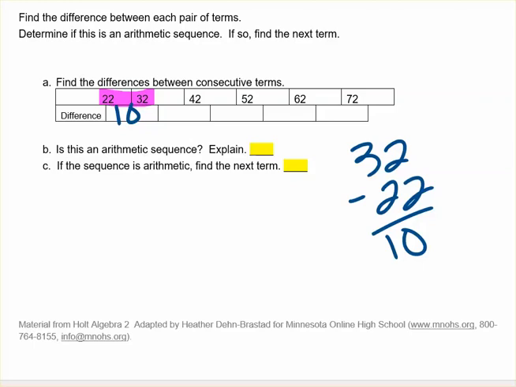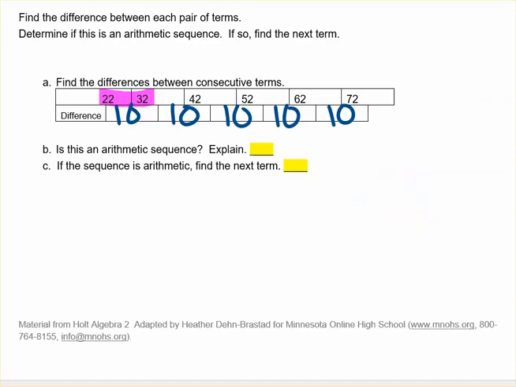Then we check the next pair. 42 minus 32, also a difference of 10. 52 minus 42. 62 minus 52. And finally, 72 minus 62. That also has a difference of 10.